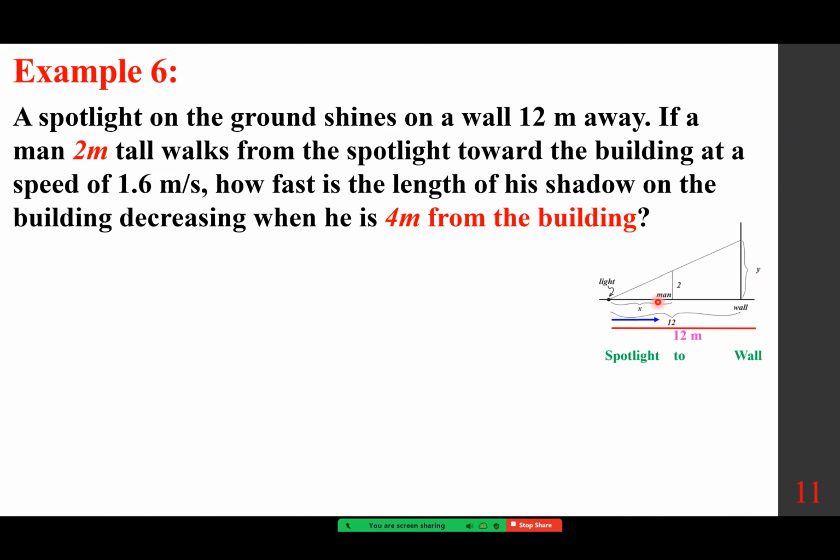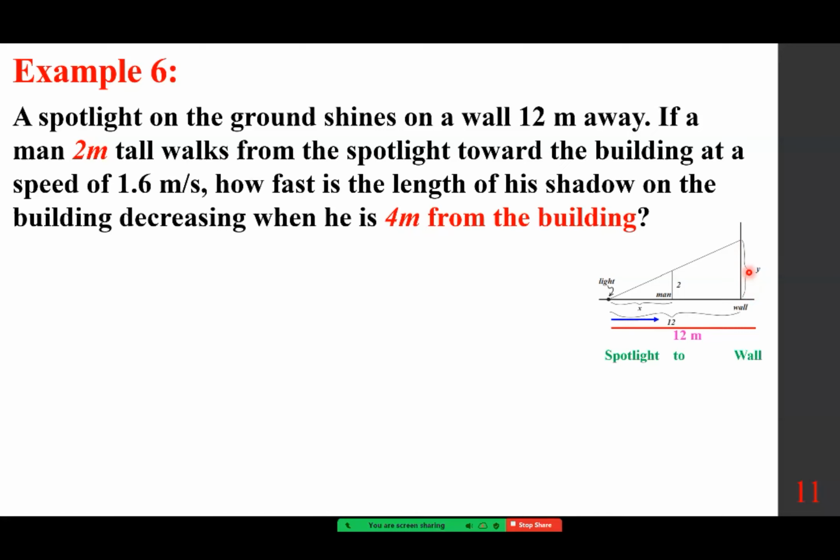Here's the man. Here's the light. Here's the wall. And the man is going this way. The man is 2 meters tall. And the man has covered X amount. Okay. He's 2 meters tall. And the wall, whatever the shadow is, Y amount.